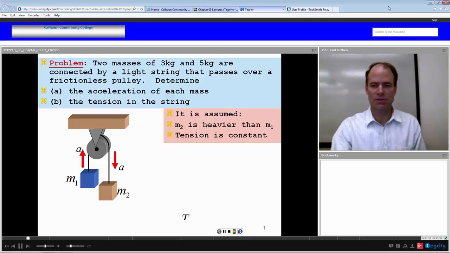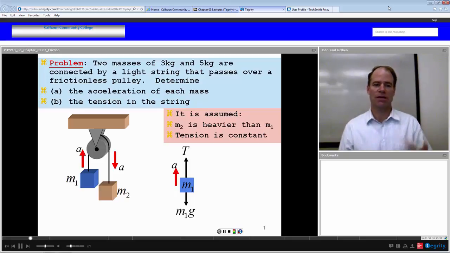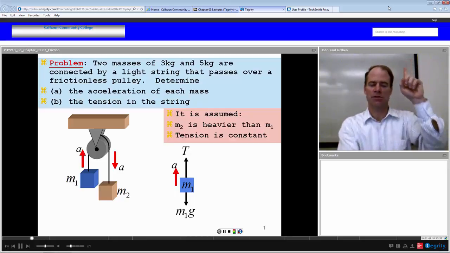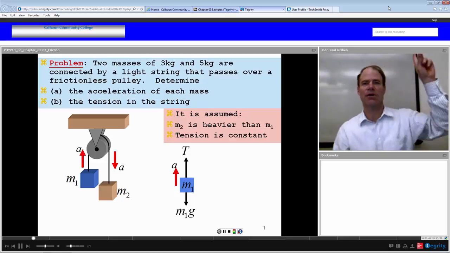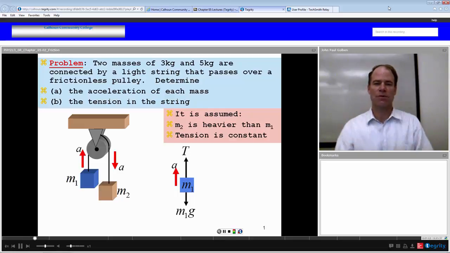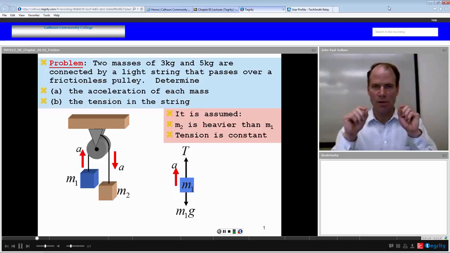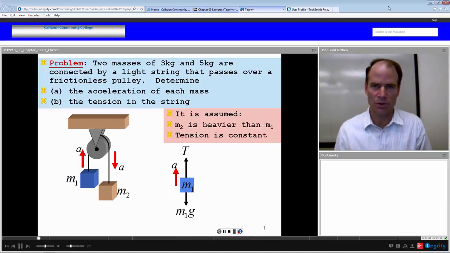So it's assumed mass 2 is heavier than mass 1, the tension is constant. If I were to make a free body diagram of mass 1, I would say, well, tension's pulling up, its weight, m1g, is pulling down, and as a result of all these external forces acting on mass 1, it manages to accelerate up with some value a of acceleration. That would be my free body diagram of mass 1. Those are all the external forces. I just focus in on mass 1, and those are the only forces acting on mass 1, and the resultant acceleration is in the upward direction.